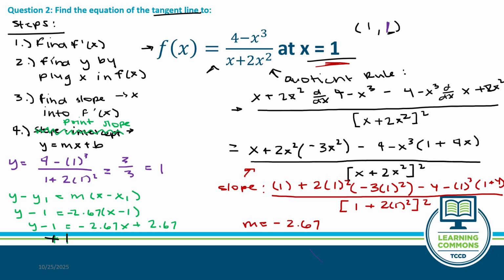Plus 1 on both sides to finish this off. So y equals negative 2.67x plus 3.67, and that is the equation of the line that you're looking for.